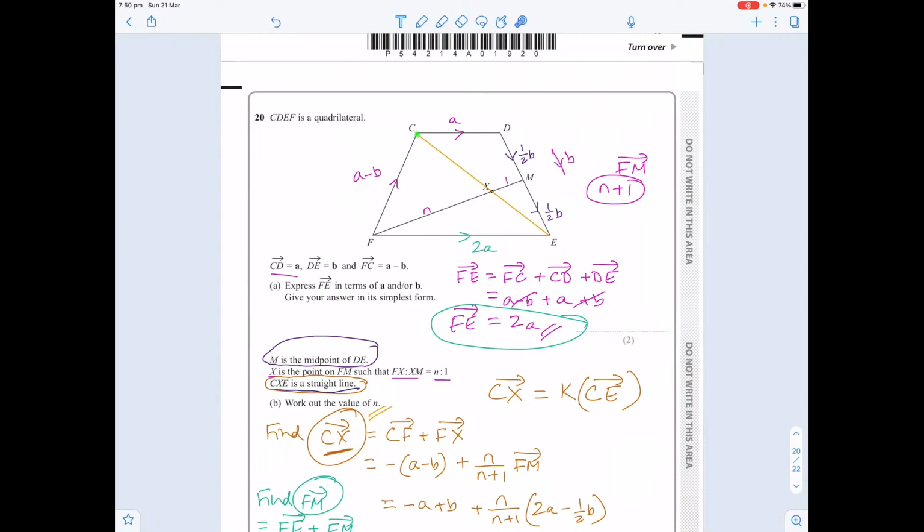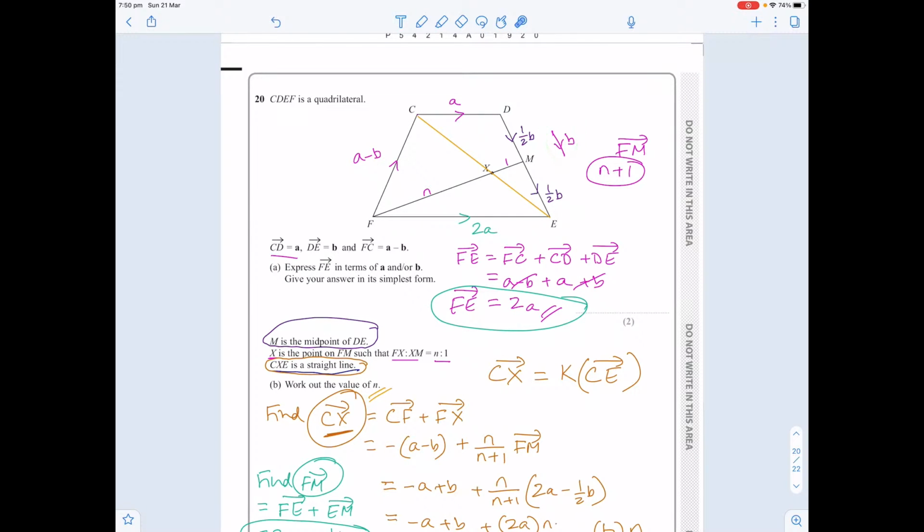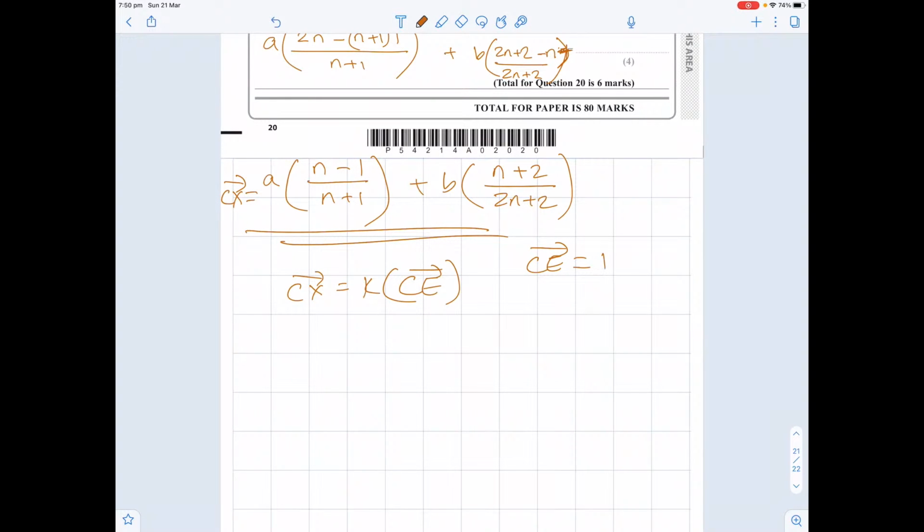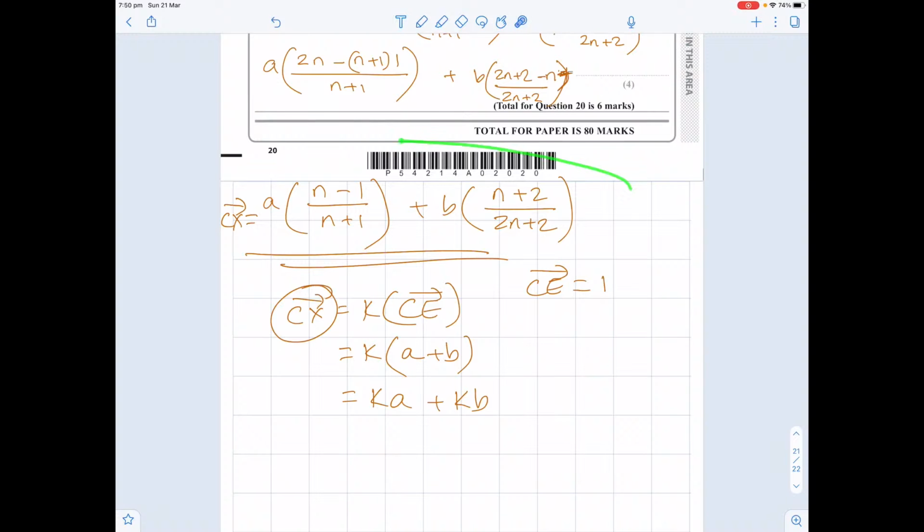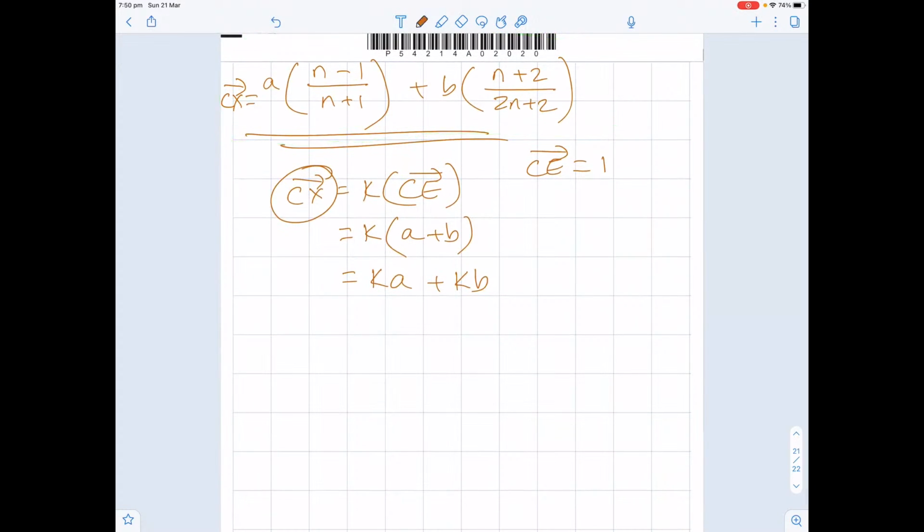So if we go back to our diagram, how do we go from C to E? Well, the easiest way is C to D, and then from D to E. So therefore that would be a plus b here. So k times, k is the part of that, will be a plus b. If you expand this, you get ka plus kb. Now this is equal to c2x. So c2x was written up here earlier, so we can write this together now. We can have a times n minus 1 over n plus 1 plus b times n plus 2 over 2n plus 2 equal to ka plus kb.